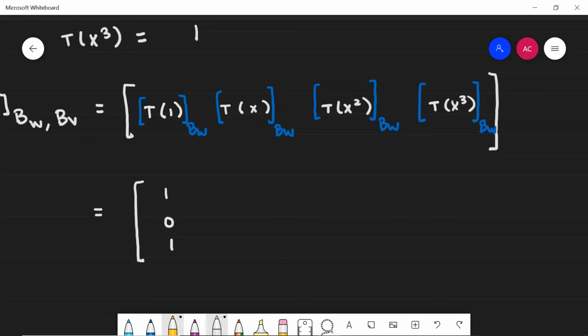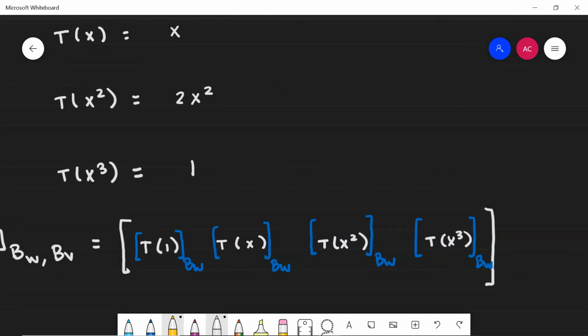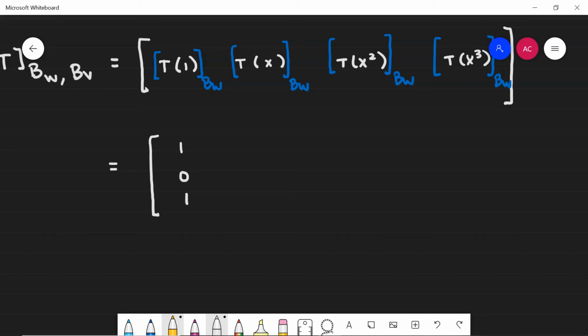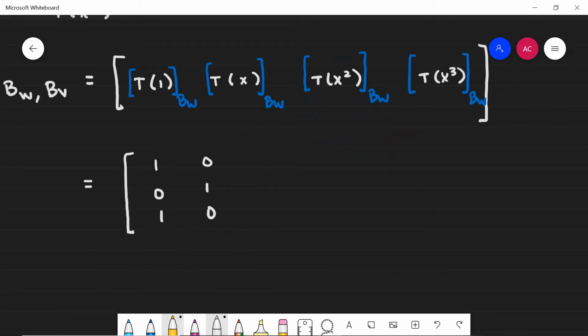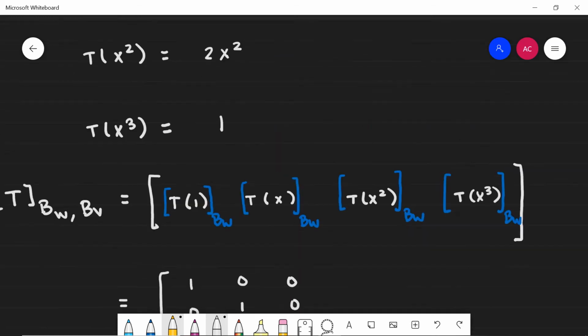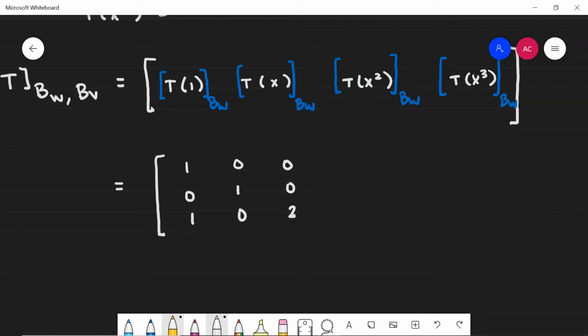All right, T applied to x was x. So its coordinate vector with respect to the standard basis for P2(R), for W, is 0, 1, 0. Okay. T applied to x squared was the polynomial 2x squared. So with respect to the standard basis, its coordinate vector is 0, 0, 2. Now the last vector, T applied to x cubed, was 1. With respect to the standard basis, this is just 1, 0, 0.